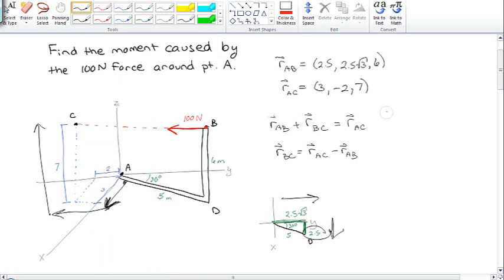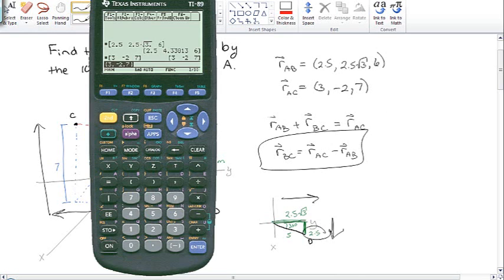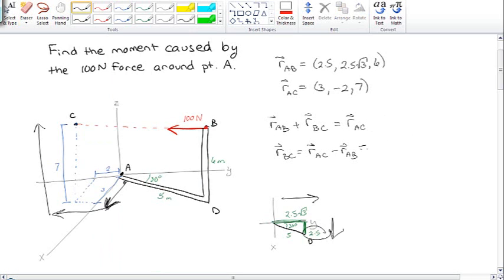Now what do I do with those? Well, I can plug them in. I know that RBC is equal to RAC minus RAB. So this one is AC minus AB, and I get 5, negative 6.33, and 1, which kind of makes sense. Especially the last term being 1, because I start at 6 and I have to go up to get to 7. So that's a good thing. I'm in relatively good shape to get started here.